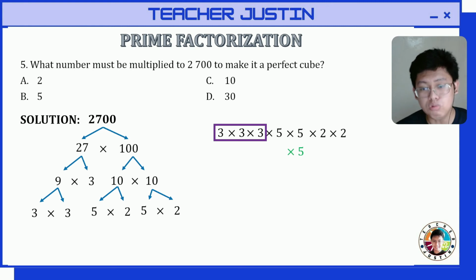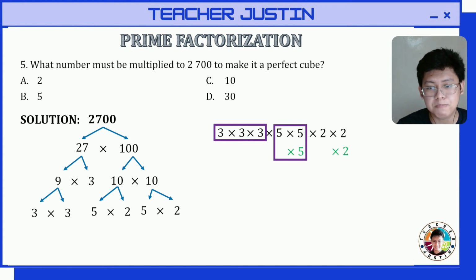Next naman, si 2. Si 2 naman, meron tayong dalawang 2. So, para maging perfect cube siya, okay, we also have to multiply it by 2. So, ito, magiging perfect cube na. Ito, magiging perfect cube na. So, lahat na sila perfect cube.